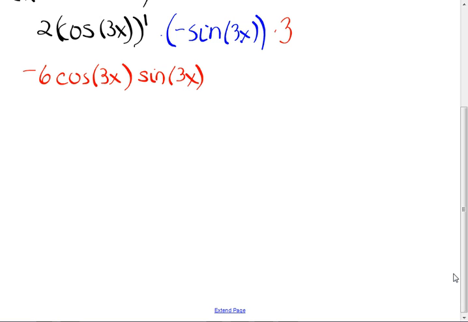Actually, the answer in the back of the book is probably negative 3 sine of 6x. Because what's 2 times 3? And then there's the negative. No, I don't have to simplify.